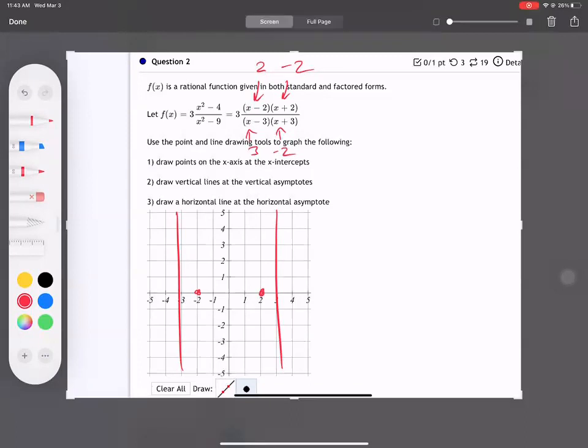And then what's my horizontal asymptote? Looking here at the front, that's going to be a 1. So it's going to be 3 times 1. Or you can write this as 3x squared minus 12 over x squared minus 9. You can see that they're the same speed, so it's 3 over 1 up here.